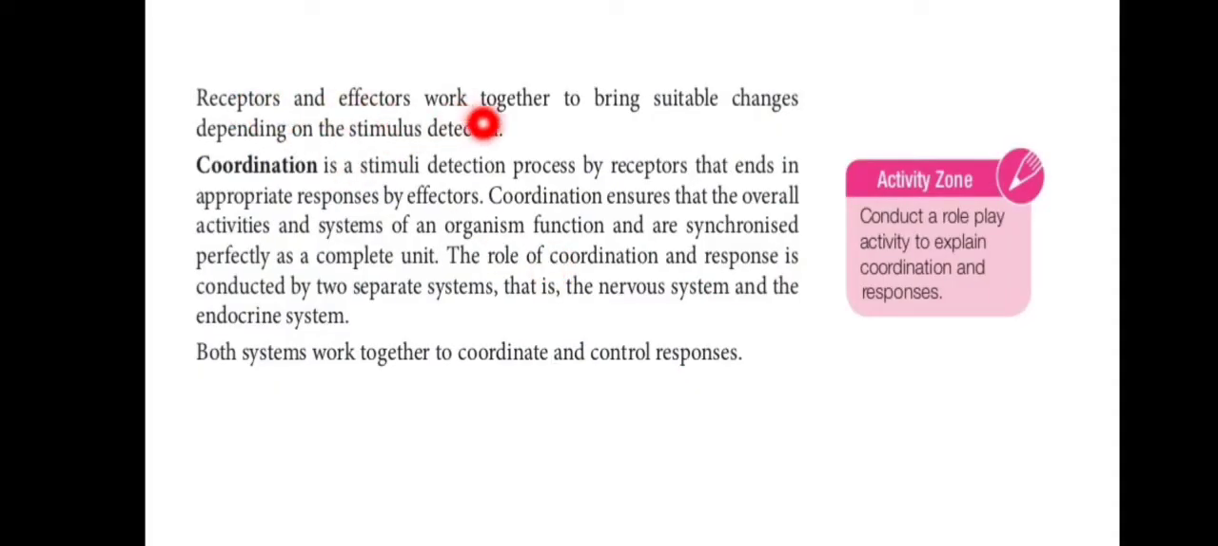Receptors and effectors work together to bring suitable changes depending on the stimulus detected. So, coordination is a stimulus detection process by receptors that ends in an appropriate response by the effector. Coordination ensures that the overall activities and systems of an organism function and are synchronized perfectly as a complete unit. The role of coordination and response is conducted by two separate systems, the nervous system and the endocrine system. Both of these systems work together to coordinate and control our responses.